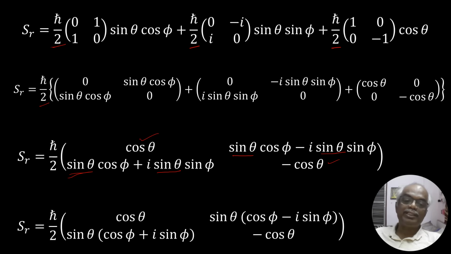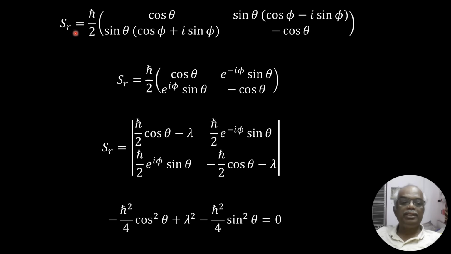Then we will move on further. Now we got the S_r matrix equal to ħ/2 times (cos θ, sin θ (cos φ − i sin φ); sin θ (cos φ + i sin φ), −cos θ). These are the terms inside the bracket: cos φ minus i sin φ is equal to e to the power minus iφ, if you expand this, you will get this. Similarly, here cos φ plus i sin φ is equal to e to the power plus iφ.